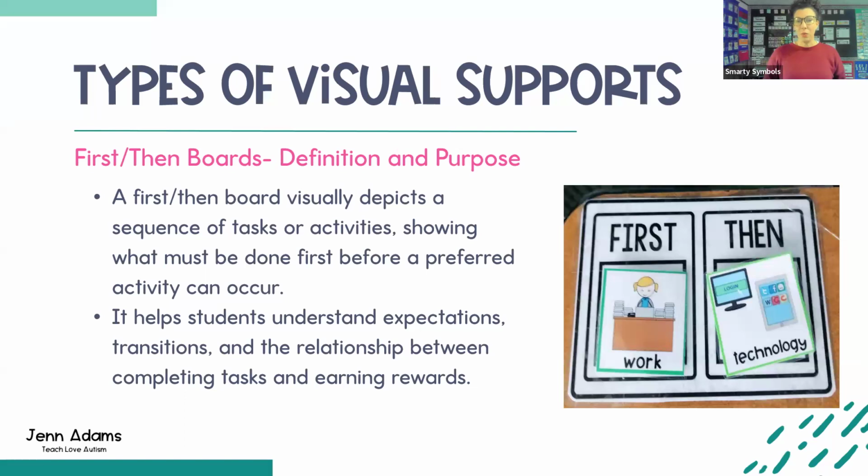I've also seen ones where it says first, next, then, meaning there's three activities that have to go on in this schedule. But the biggest thing with a first then is that you want to make sure whatever is at the end is really enticing and motivating, or a preferred activity for the student. So if you notice here, first we're going to do some work, then you're going to get to play on the computer or the iPad. We definitely want to keep the motivation at the end, saying, okay, first you're going to do this for me, and then you'll get something else.